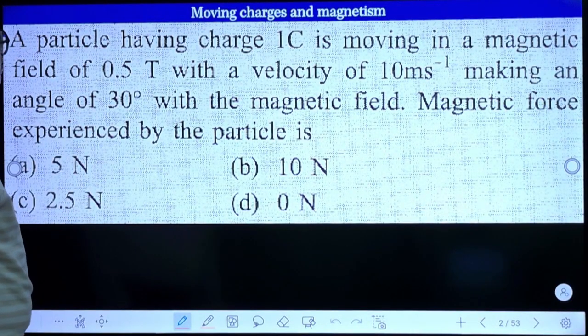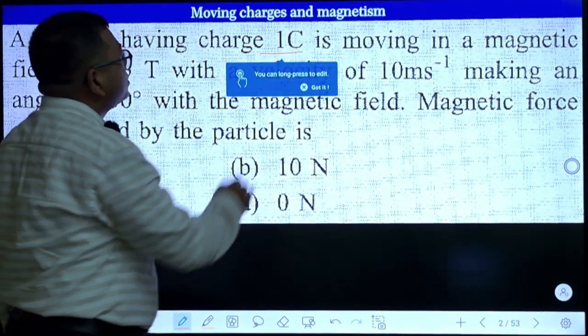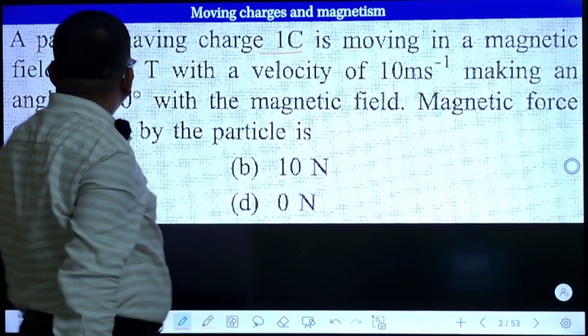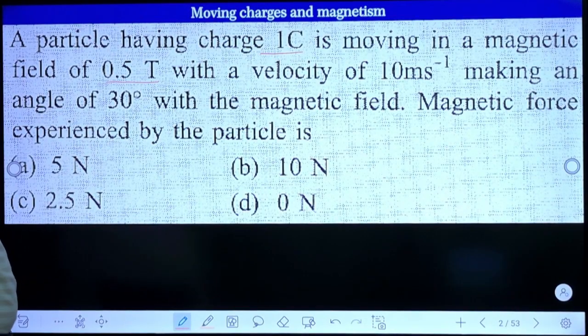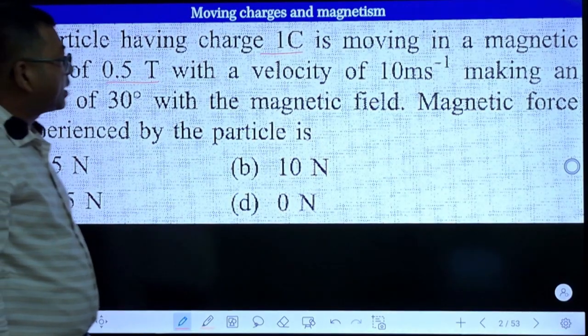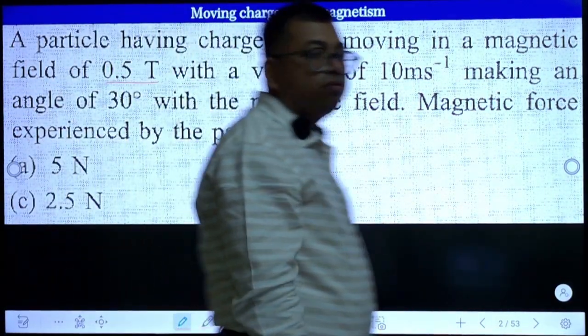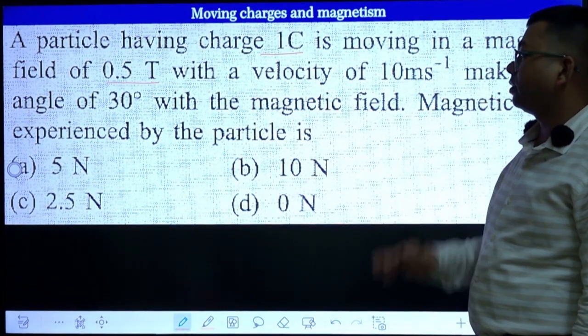A particle having charge 1 coulomb is moving in a magnetic field of 0.5 Tesla with a velocity of 10 meter per second, making an angle of 30 degree with the magnetic field. They are asking to calculate the magnetic force experienced by the particle.